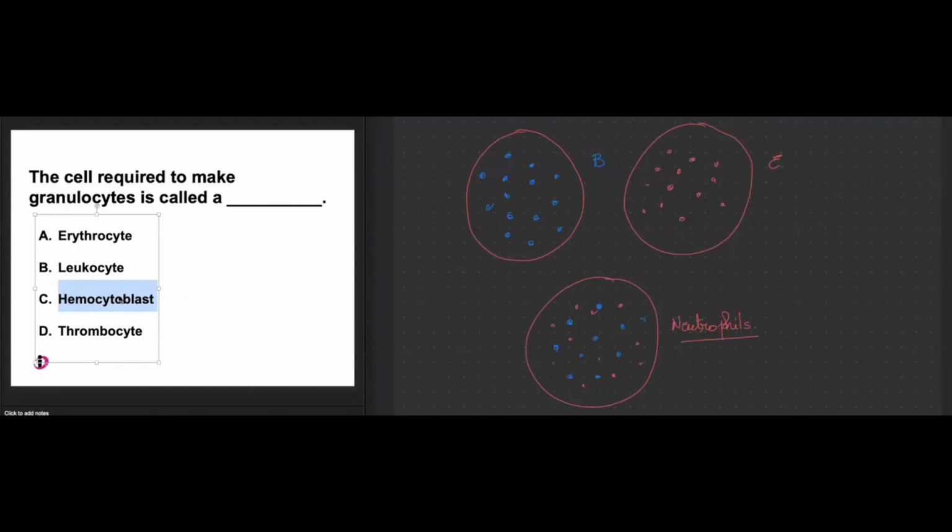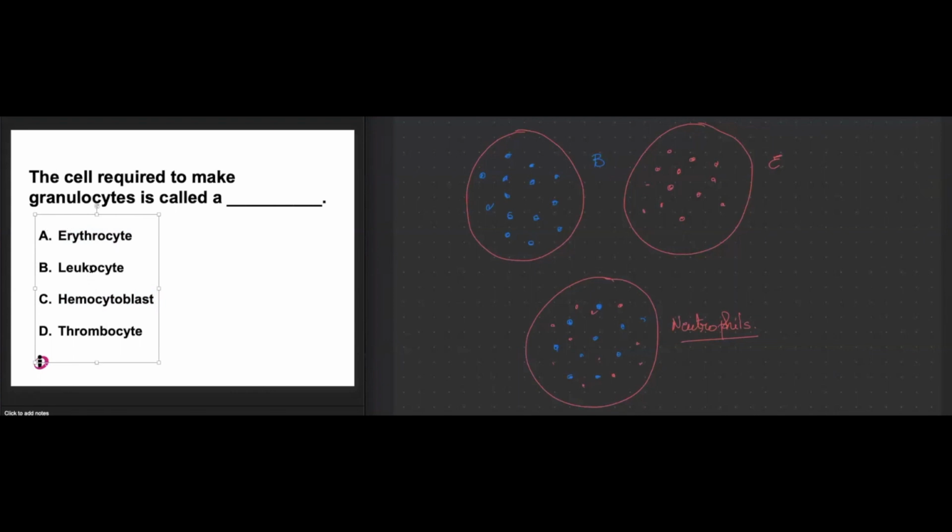Hemocytoblast is a precursor cell, a stem cell that is responsible for the production of all blood formed elements, including leukocytes, including granulocytes. It's definitely not erythrocyte, so you don't need red blood cells to produce white blood cells, no. You don't need thrombocytes, you don't need platelets to produce granulocytes.